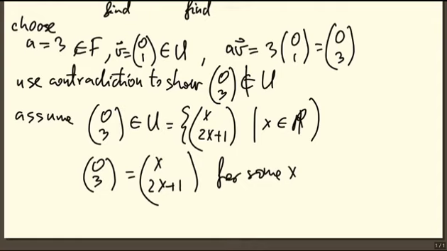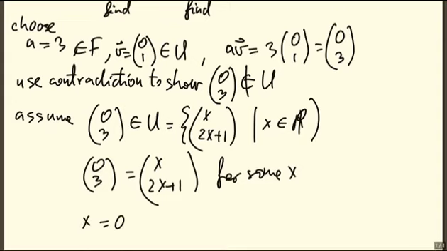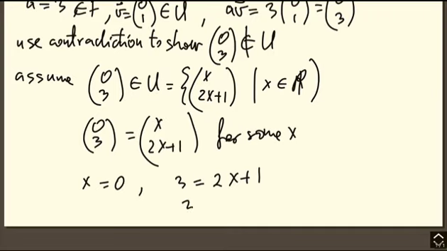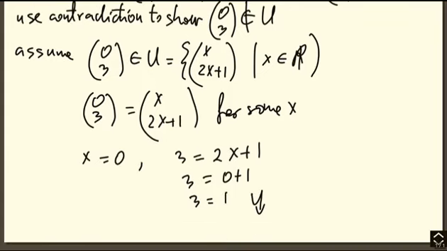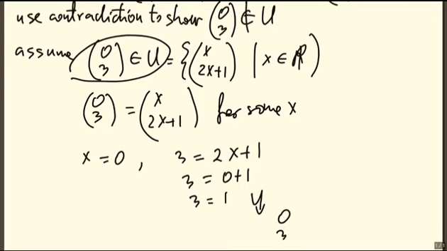But then vectors are compared component by component. So from here we get x equals 0 from the first component. And then we have 3 equals 2x plus 1. But substituting x equals 0, we get 3 equals 0 plus 1, 3 equals 1, which is a contradiction. This contradiction came from assuming that 0, 3 is in U. That means that 0, 3 is not in U.